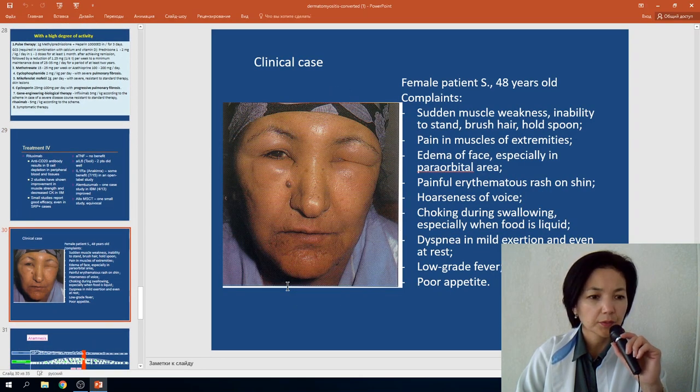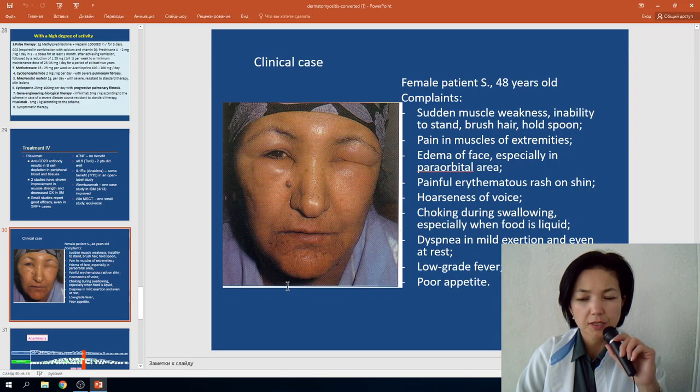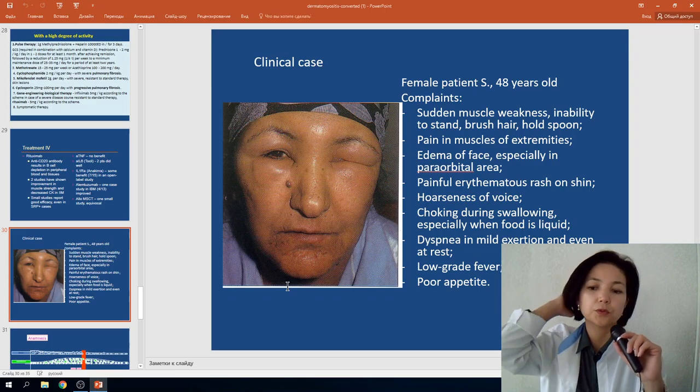Here in our clinic there was one clinical case. She is female, 40 years old, and she came to our clinic with complaints of sudden muscle weakness, inability to stand, brush hair, hold a spoon, and pain in muscles and extremities. Her face was edematous, especially in the periorbital area. This is a real patient, my dears. And painful erythematous rash on the chin, hoarseness of voice, and choking, even choking during swallowing, especially when food is liquid.